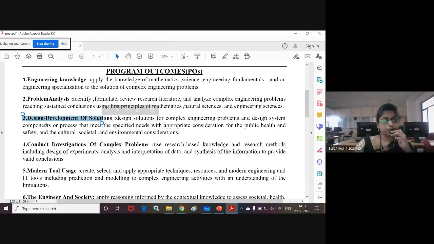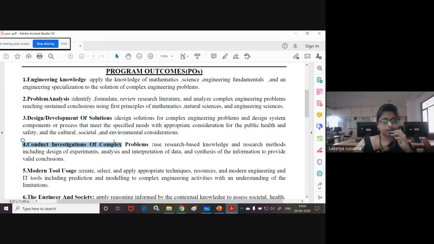CO4 is mapped to PO3. What is PO3? Program outcome 3 is design, the design of systems, where you are going to draw some UML diagrams. The design of the system helps to implement the complex system. The system design acts as a blueprint so that you can implement the system easily.